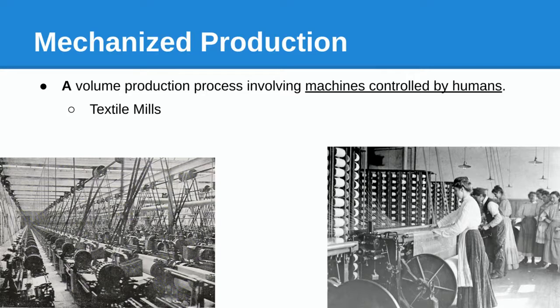Back in history, as we figured out how to utilize different sources of energy, we started producing mills, in this case, textile mills. They typically were built right next to a river, and the flowing water would spin large water wheels, giving us power to then run machines. Okay, so this is called mechanized production, and it's a volume production process involving machines controlled by humans, powered by something else. Textile mills are the example.